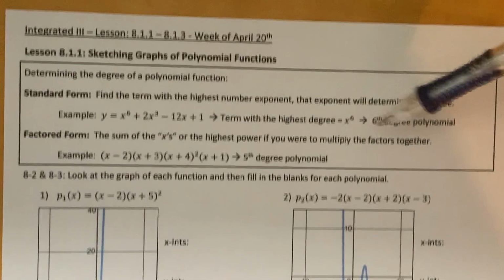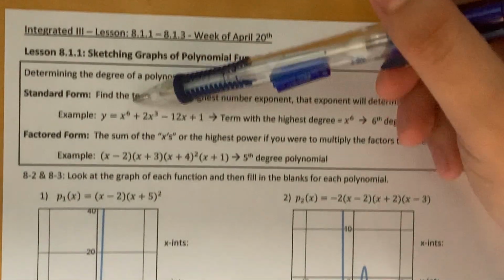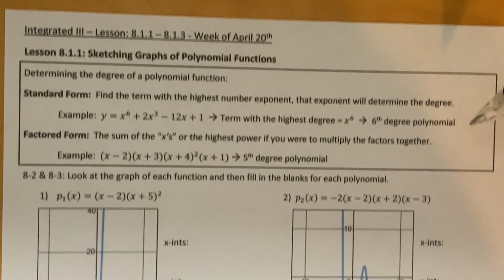It's simple, straightforward. For this one, the highest exponent value that you have is x to the 6th power. Therefore, this is a 6th degree polynomial.